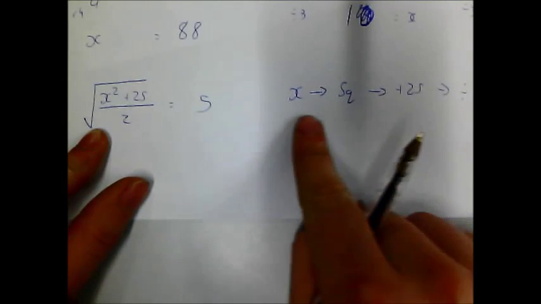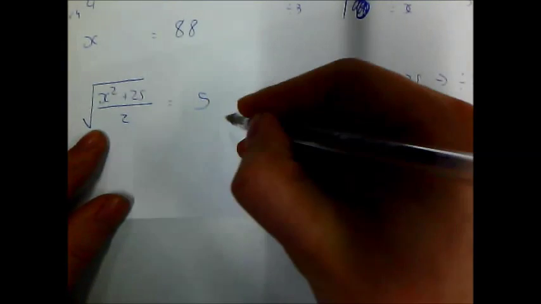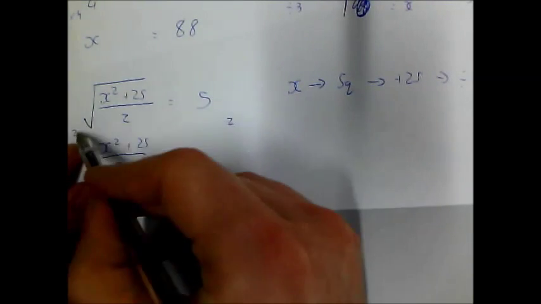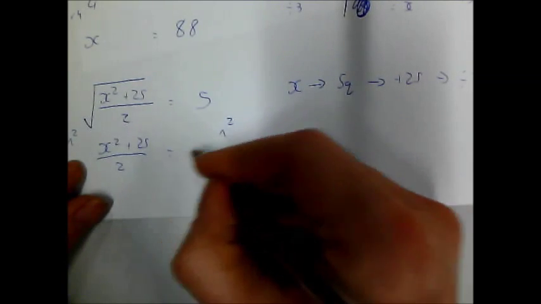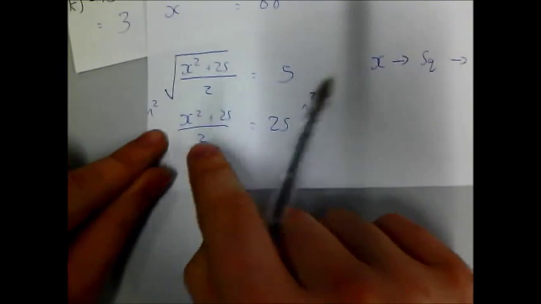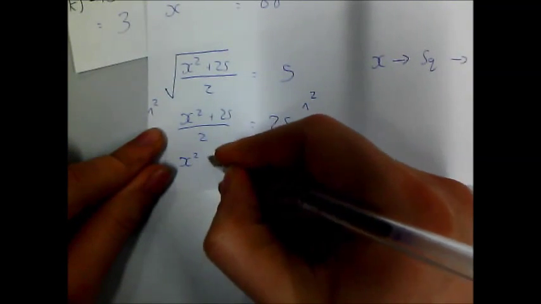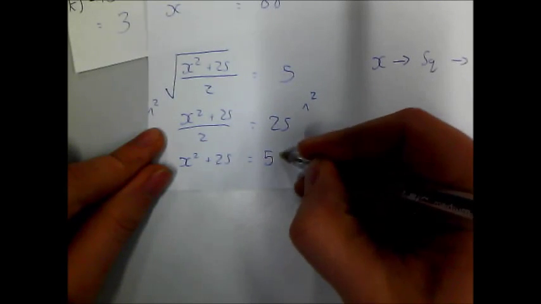So I now work backwards using this to help me. So the opposite of square rooting is squaring. So I square both sides. So I'm going to get x squared plus 25 over 2. This square root sign will cancel with the square. Equals 5 squared is 25. I've done that one. I now want to do the opposite of dividing by 2, which is multiplying by 2. So that divide by 2 will cancel. I'll have x squared plus 25 equals 25 times 2, which is 50.